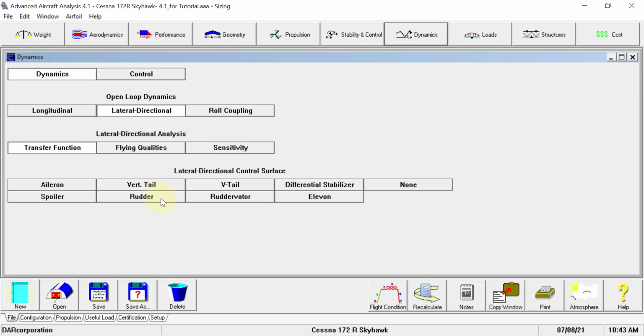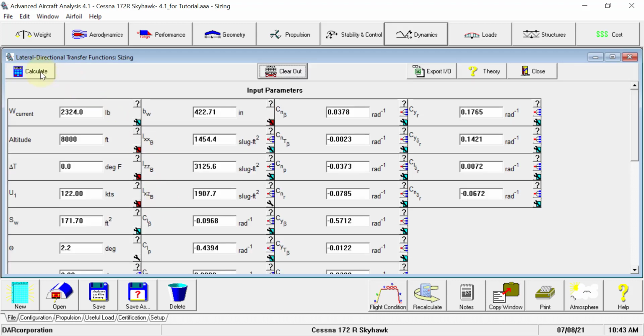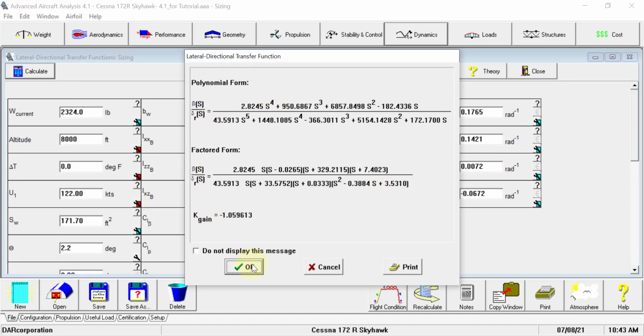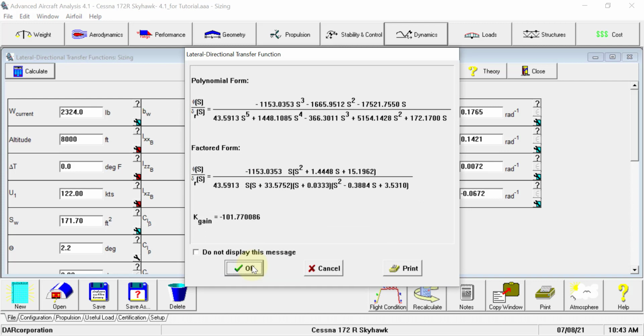The rudder will look very similar, so let's go and visit this module. We can hit calculate and we see similar messages popping up, but now with rudder deflection.